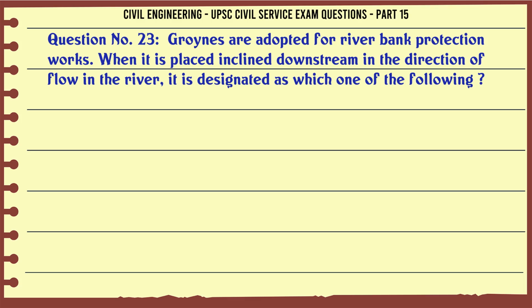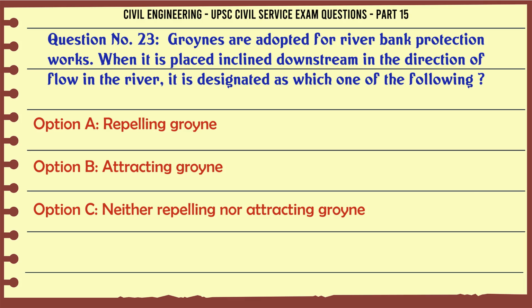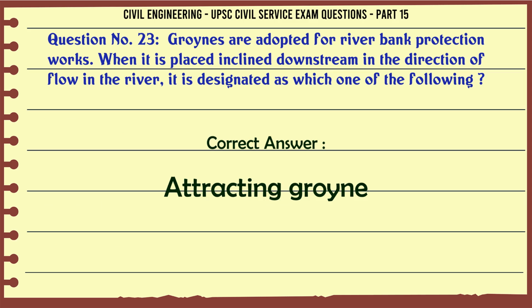Groins are adopted for riverbank protection works. When it is placed inclined downstream in the direction of flow in the river, it is designated as which one of the following? A. Repelling groin. B. Attracting groin. C. Neither repelling nor attracting groin. D. Fixed groin. The correct answer is attracting groin.